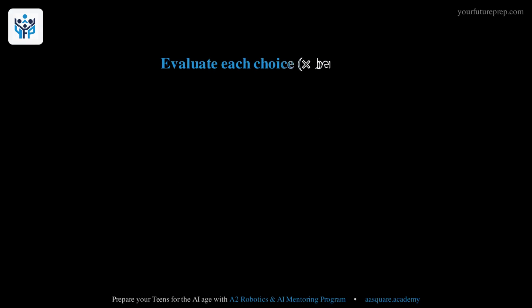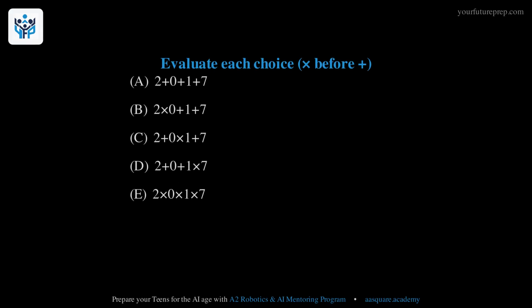The key here is order of operations. We do all the multiplication first, and then the addition. Let's evaluate each choice one at a time. Choice A has no multiplication, so we just add. 2 plus 0 plus 1 plus 7 equals 10.